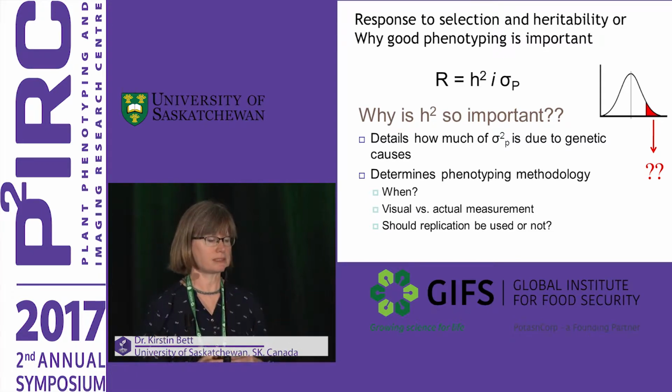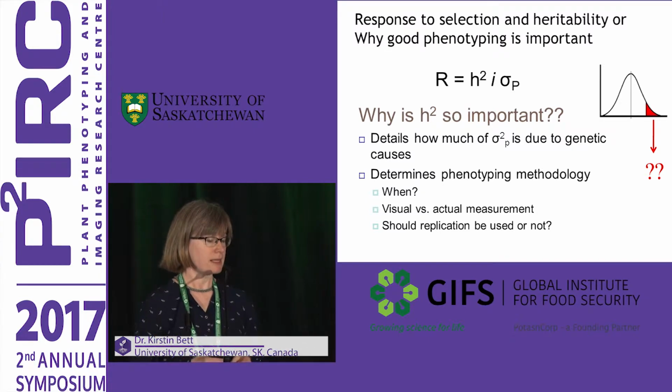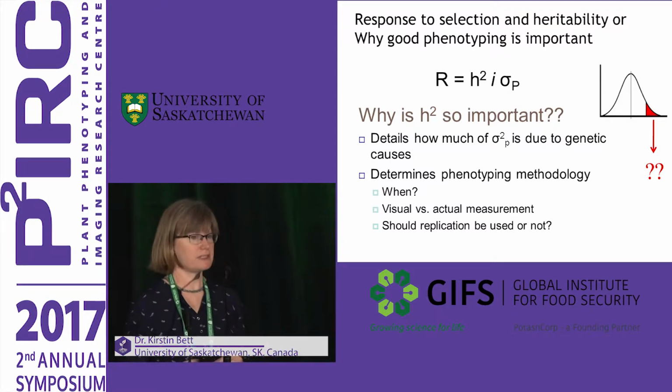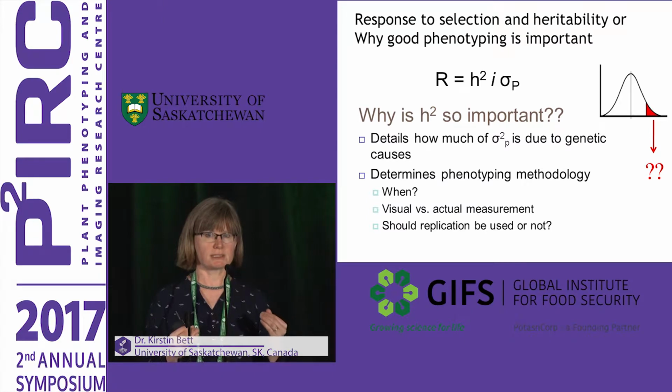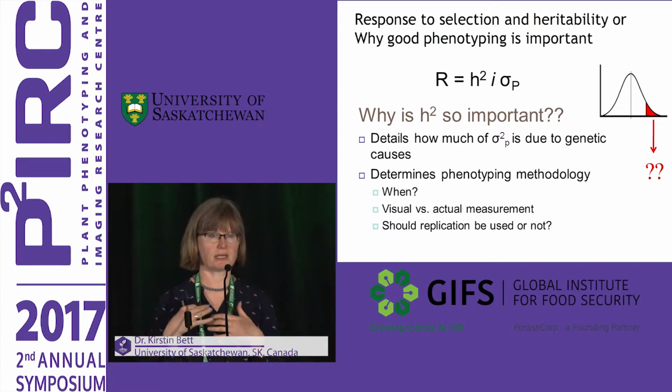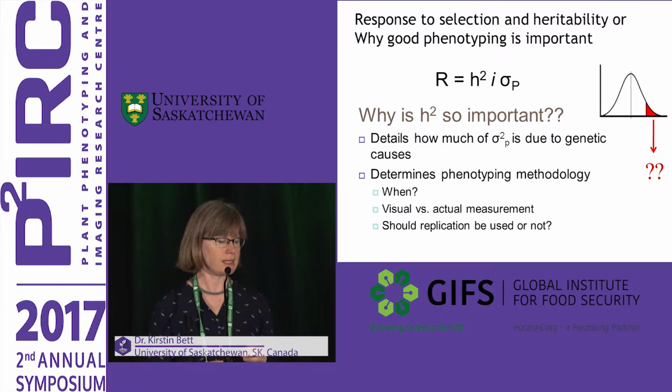But the heritability is the part that can give you probably the biggest bang for your buck once you have your population. And this is because it's detailing how much of that phenotypic variation you're actually seeing is due to genetics, because there's no point in selecting on phenotype if it has nothing to do with genetics, right? So we want to understand the underlying genetics of it.